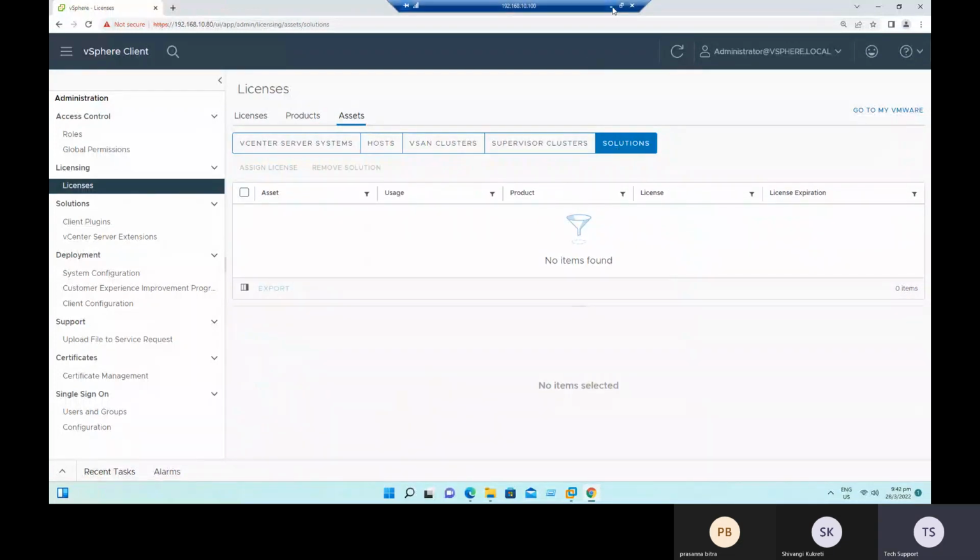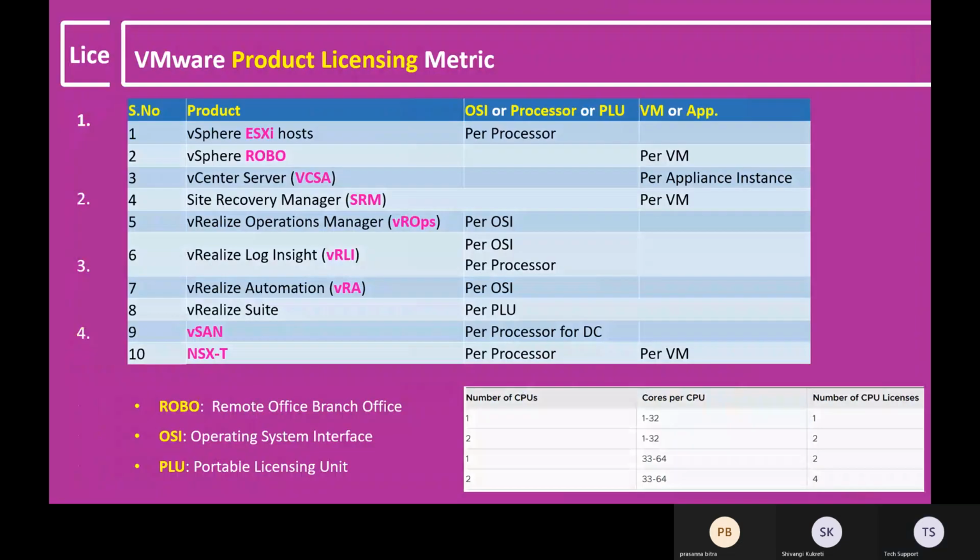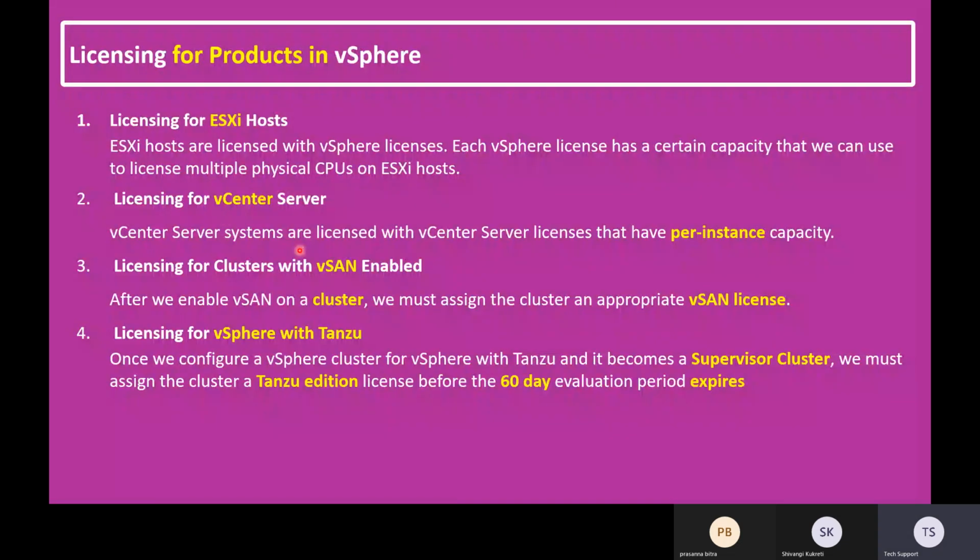So these 4 points only we discussed in our slide. ESX host license separate, vCenter license separate, and vSAN license separate, and Tanzu. Tanzu means it's a supervisor cluster license. That is also separate. 4 separate licenses we usually use in a vSphere environment.